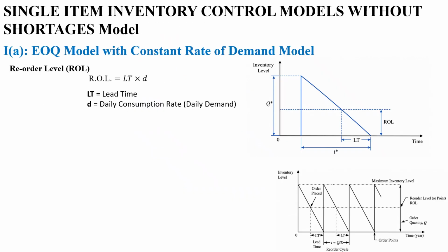One more important formula, reorder level ROL equal to LT into small d, where LT equal to the lead time and small d equal to the daily consumption rate. And we can determine the ROL value by using similar triangles. That is Q star by ROL equal to T star by LT.